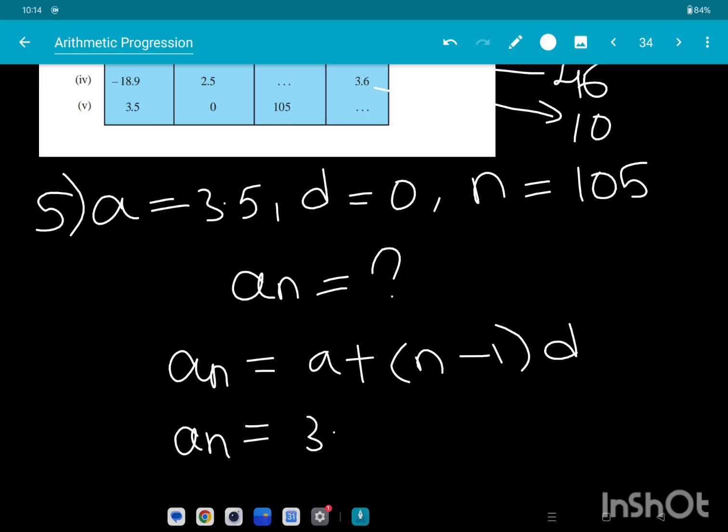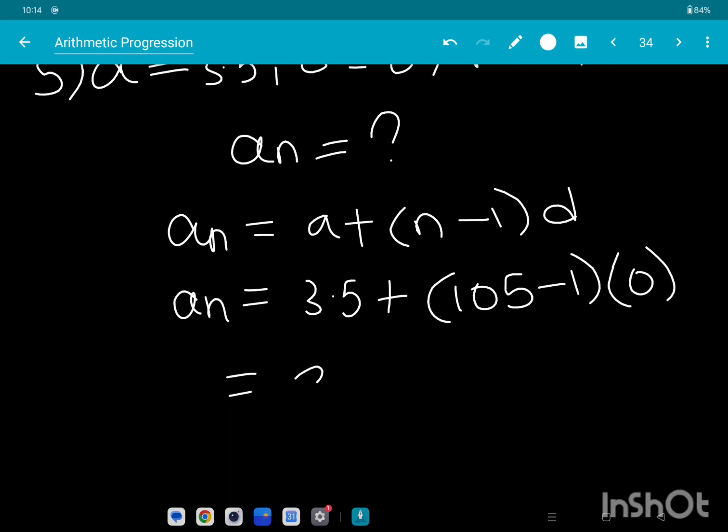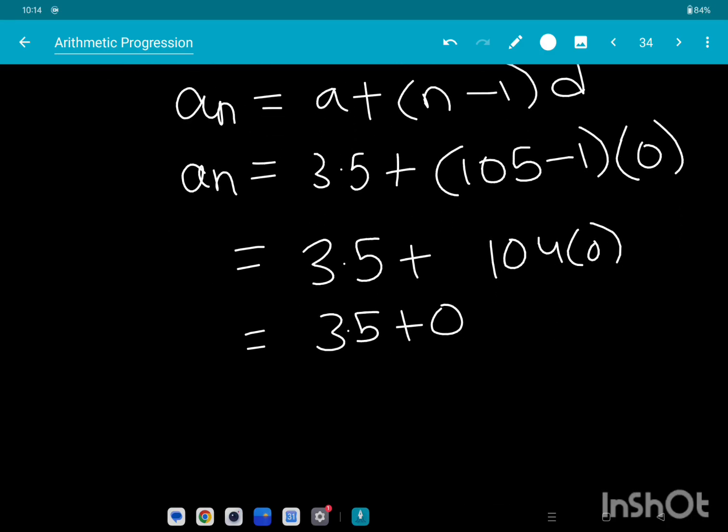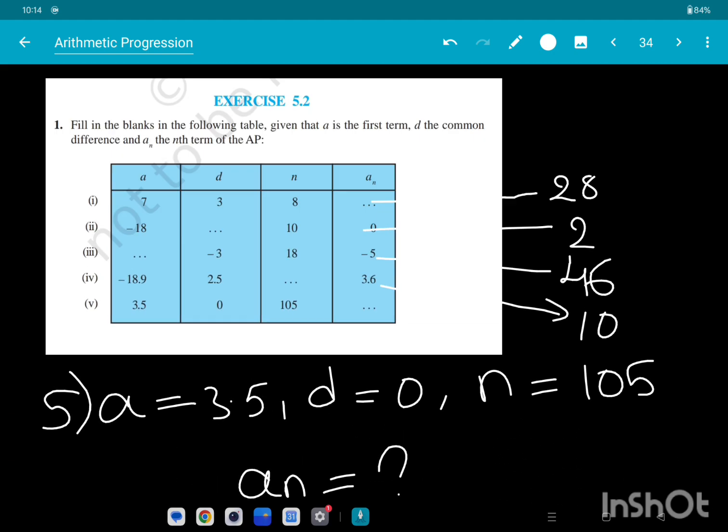What is the a value? 3.5 plus n, which is 105, minus 1 into d, the value of the common difference is 0. So 3.5 plus 104 into 0, whatever it may be, it will become 0. 3.5 plus 0 is 3.5. So the nth term is 3.5. This is the way we will find the first term, the common difference, the nth value and the nth term, by using only one formula, which is the nth term formula. Now we will move on to the next question.